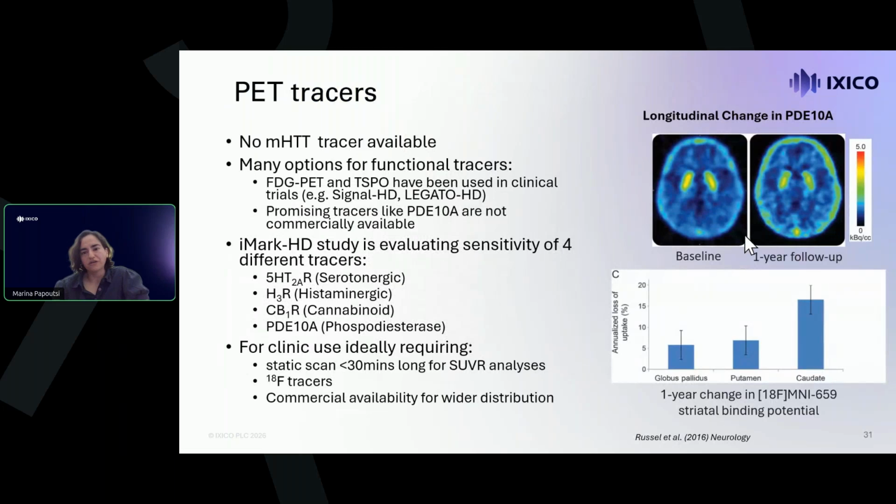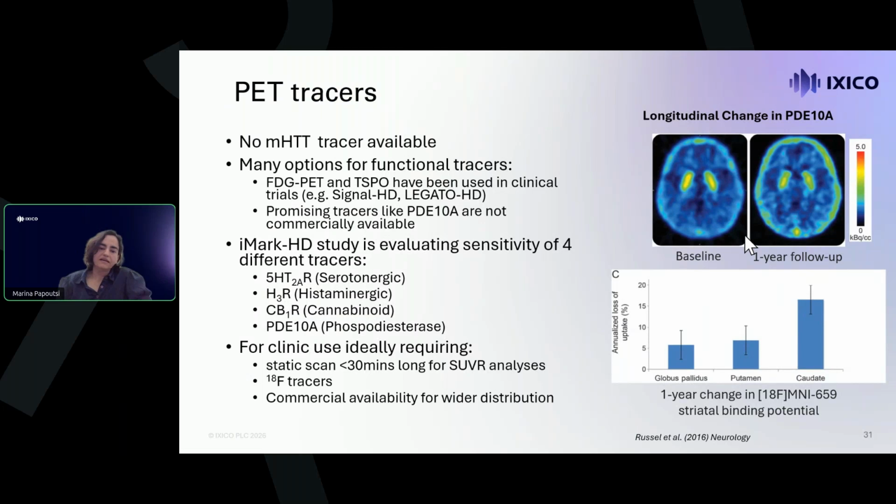There's a question that we get very often: is there a PET tracer that we should be using in HD? As most of you probably know, there's no mutant Huntingtin tracers available yet, even though there's considerable work being done by CHDI and their collaborators. But there are many options for functional tracers. For example, FDG PET and TSPO have been used in clinical trials, like in SIGNAL-HD and in LEGATO. And there are some promising tracers like PDE10A.